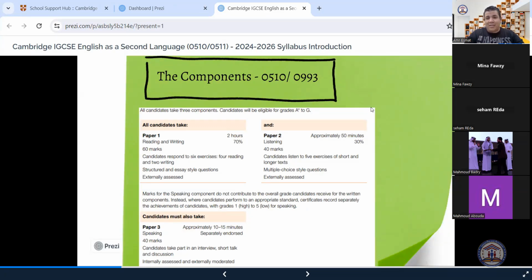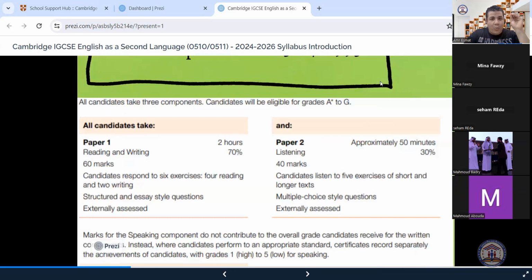We call this test IGCSE English as a second language, speaking endorsement. Speaking endorsement means that the student must go through the speaking test, but at the same time, the speaking grade will not be added to the total grade at the end. So in such a test, the student will have 3 papers.